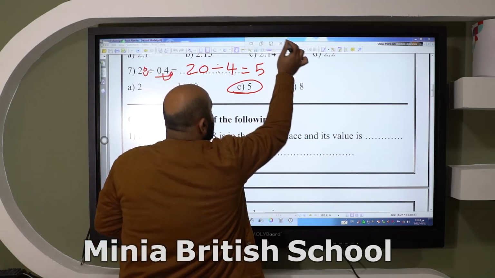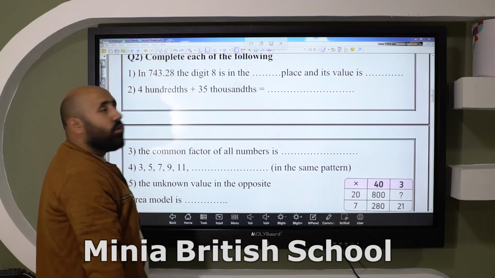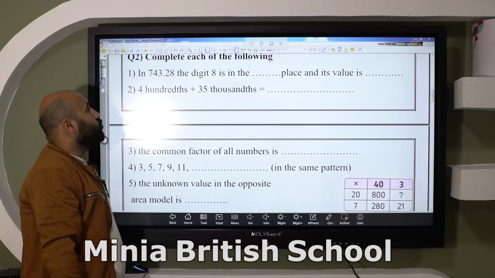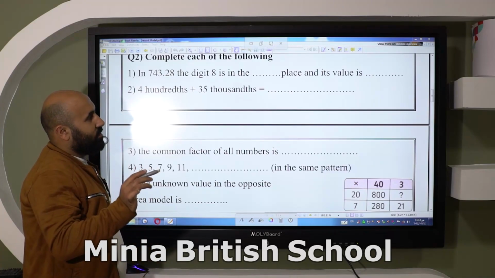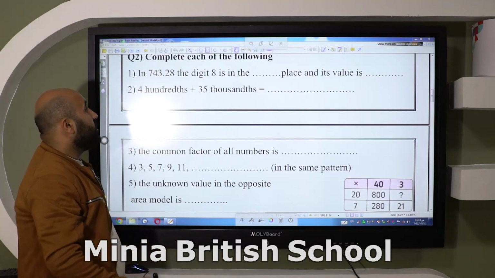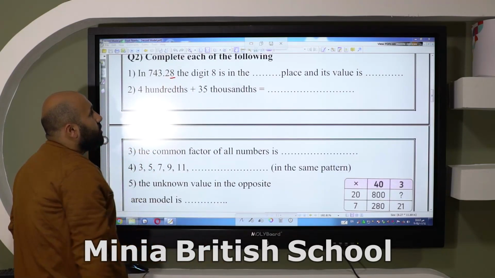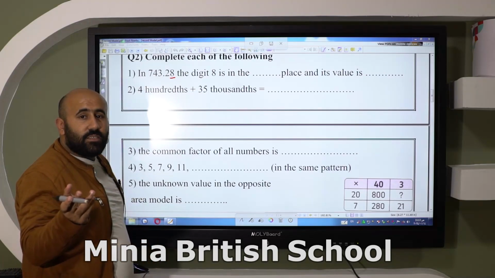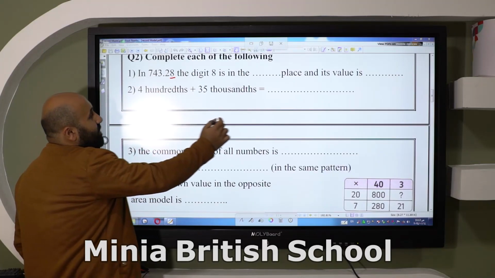Okay, the second question is complete. In 743.28, the digit 8 is in the space place and its value equals space. I will determine the number 8. What is the place value? The place value is simply hundredths.